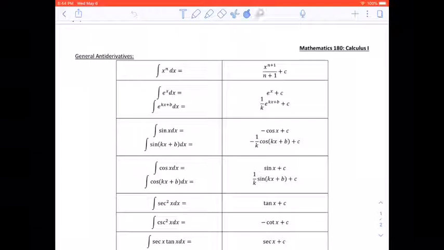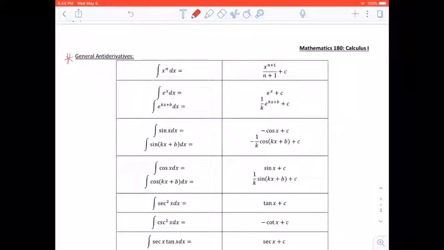Before we begin section 5.3, which is the fundamental theorem of calculus, I want you guys to take a second to look at the general antiderivatives handouts that you guys have gotten from me. And these are general rules that we should know. This is going backwards from taking a derivative.